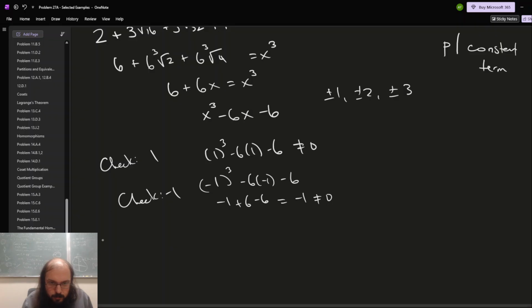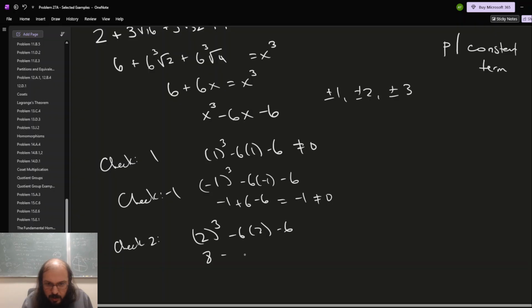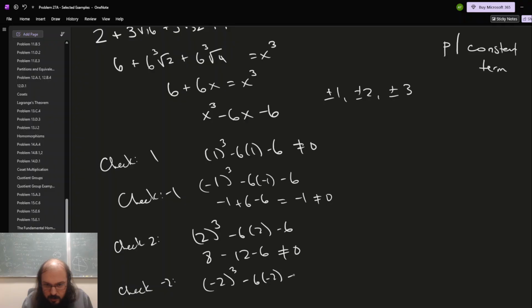Let's check 2. 2 cubed minus 6 times 2 minus 6 is 8 minus 12 minus 6. It's not 0. Let's try minus 2. Minus 2 cubed minus 6 times minus 2 minus 6. So what is this? This is getting to be much. Minus 8 plus 12 minus 6, still not 0.